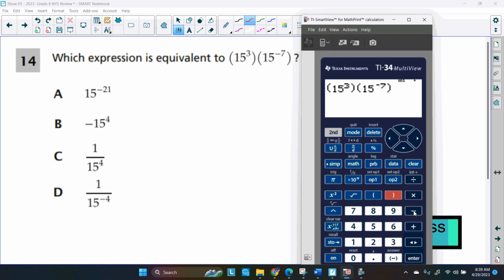I know there's a minus button. The calculator differentiates, so the negative button is a lot smaller than the minus button. If you press the minus button by accident, you will get a syntax error.